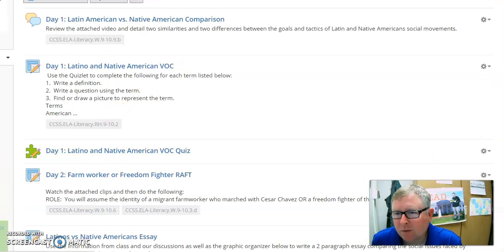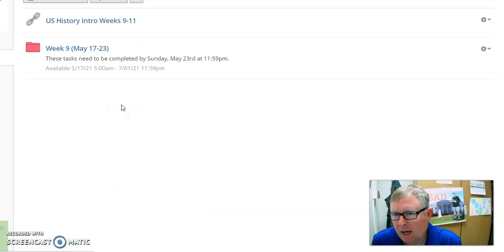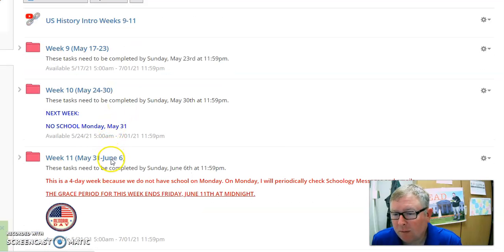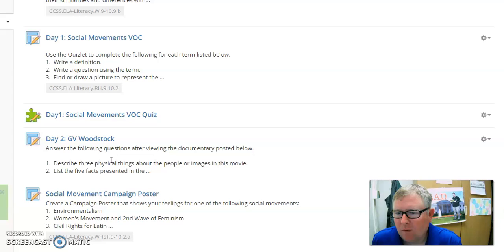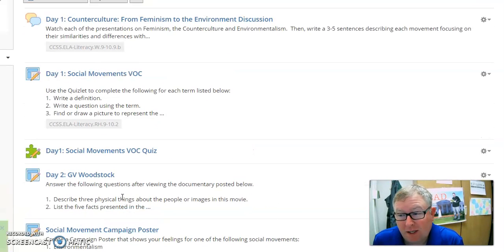And then the last week is going to focus generally on different social movements. This time around, we won't have an essay summative. The last thing that you're going to do is make a campaign poster for your summative assignment, and this is pretty much the end of the year. There's going to be this idea of the counterculture and who the different groups were, the feminist movement, very similar format, some vocabulary and a quiz.